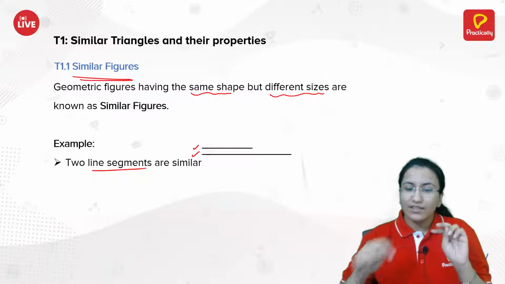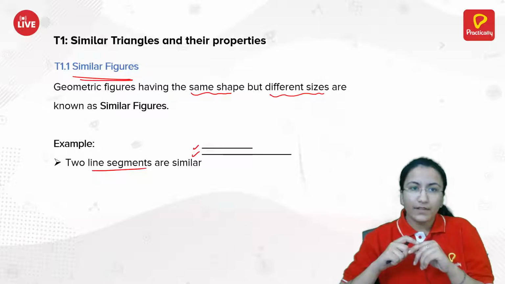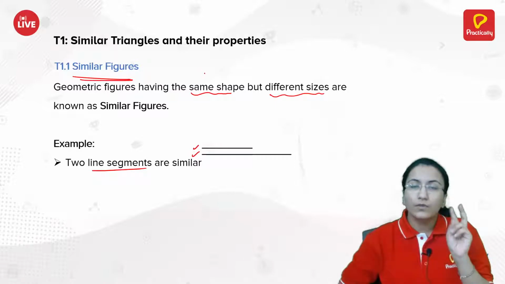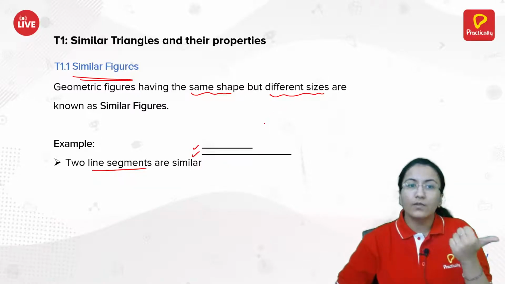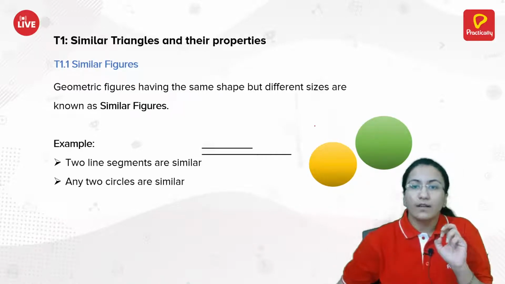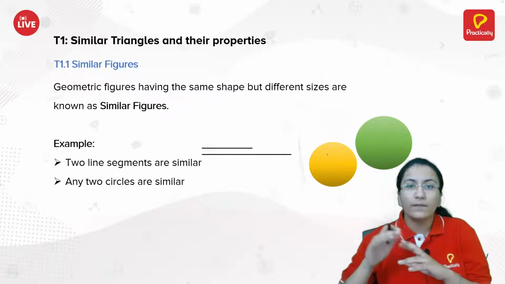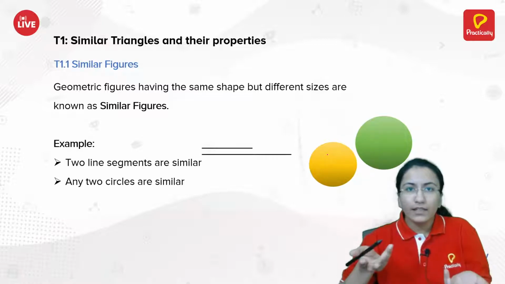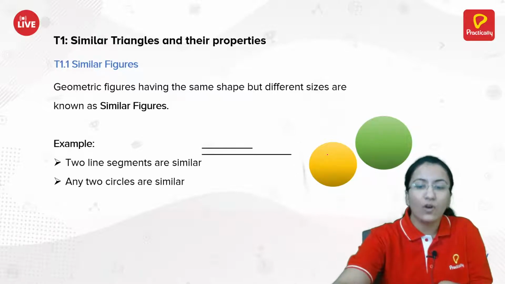Hello Manoj, welcome to the session. So we are discussing here about similar figures. Any two figures which have the same shape but different sizes are known as similar. So the first example is of line segments. Next we can have an example: any two circles are similar. Whether they are of the same radius or of different radius, it will only differ their sizes, but they will definitely be of the same shape. All the circles have the same shape, a round shape. So they are always similar.